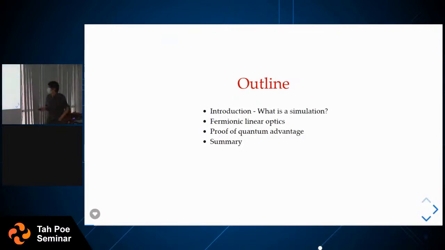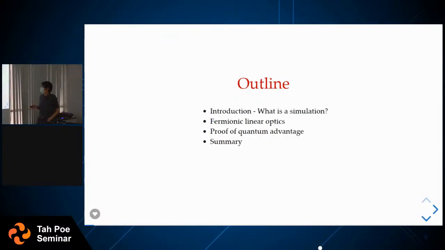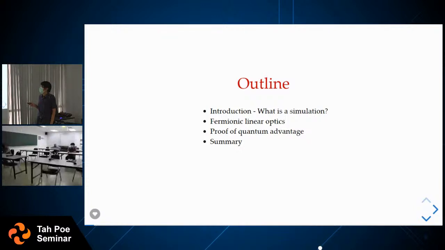Okay, so this is the outline of the talk. First is the introduction of what a simulation of a random process is. Then I will introduce the so-called fermionic linear optics, which is the mysterious thing in the title of the talk and the paper. Then I will briefly go through the main idea of this proof of quantum advantage, and then a summary.